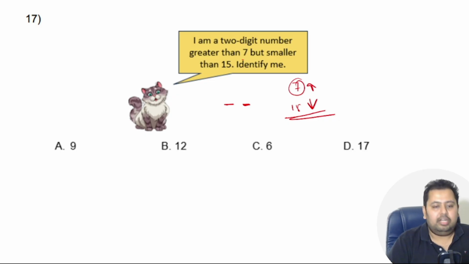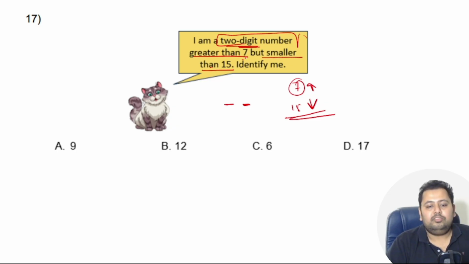Great. I hope you got it correct. First of all, this is a two-digit number, greater than 7 but smaller than 15. So it has to be greater than 7, and less than 15, which means it is either 8, 9, 10, 11, 12, 13 or 14, right?